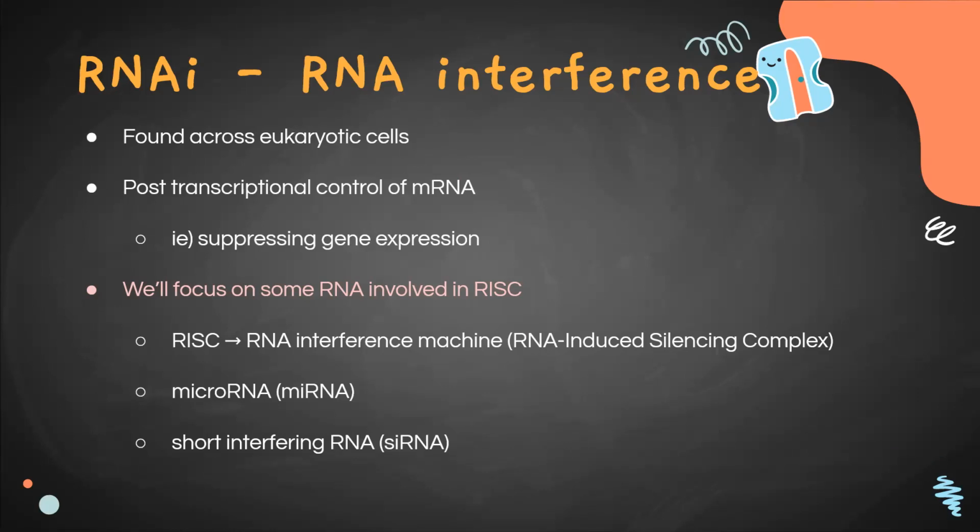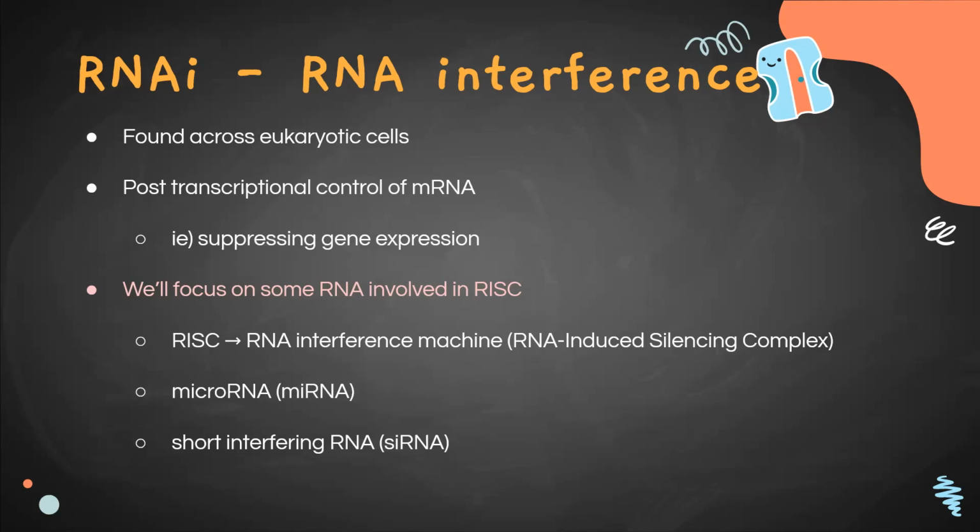So for RISC, the RNA-induced silencing complex, this RNA will bind to RISC, and the RNA that is produced will be used as a guide strand to complementary base pair to an mRNA that has already been produced. So in a cell, if there's mRNA and say it needs to be degraded somehow, RISC will help create an RNA strand that is complementary to that mRNA strand that wants to be degraded.